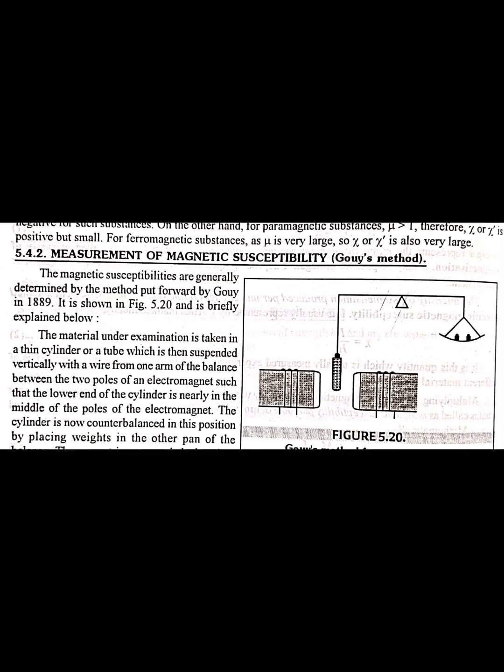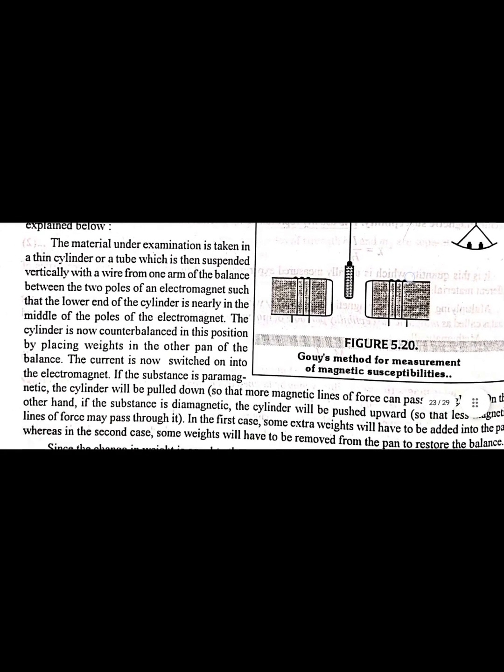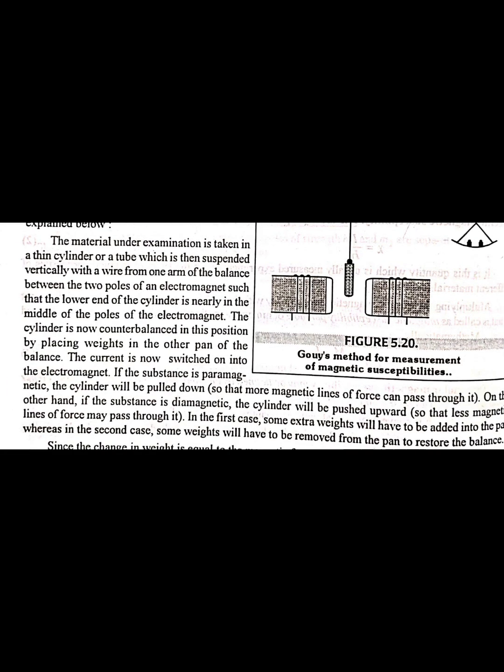Measurement of magnetic susceptibility, Gouy method. The magnetic susceptibilities are generally determined by the method put forward by Gouy in 1889. It is shown and briefly explained below.